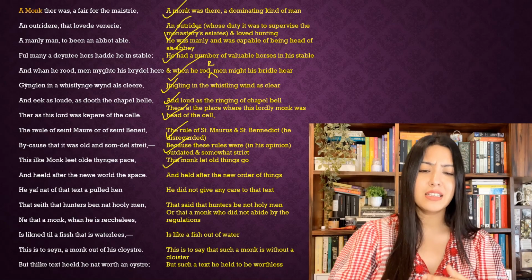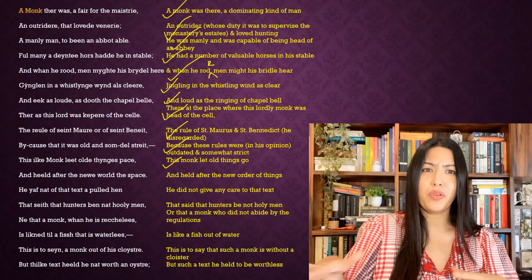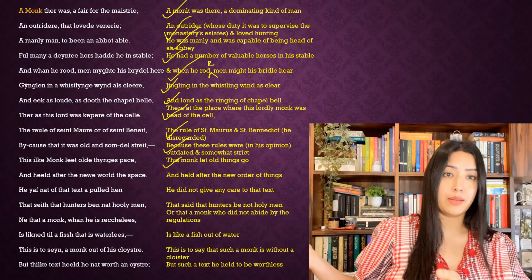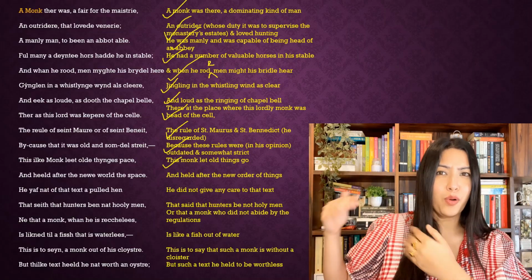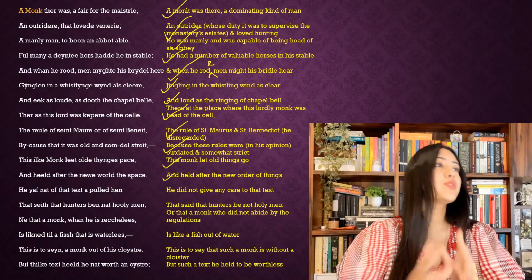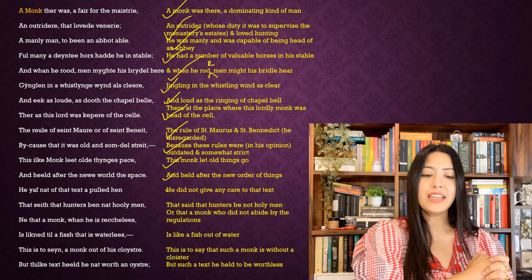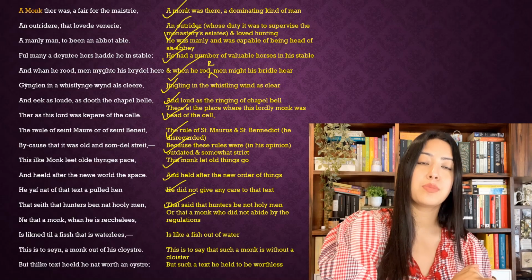So he disregards the rule of Saint Maurice and Saint Benedict. He did not want to follow those rules because according to him, those were outdated ones. Those were old rules, so he does not want to follow them, and holds with the new order of things. He wants to follow the new order of things, modern things, okay, according to him. And he did not give any care to that text that said that hunters are not holy men.